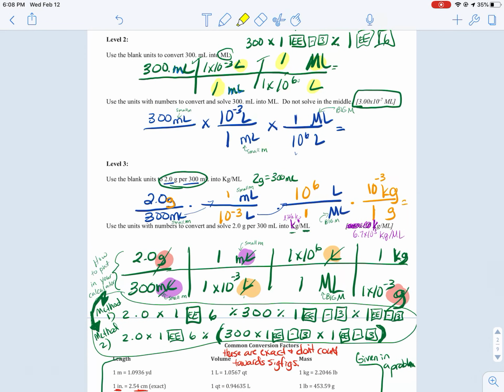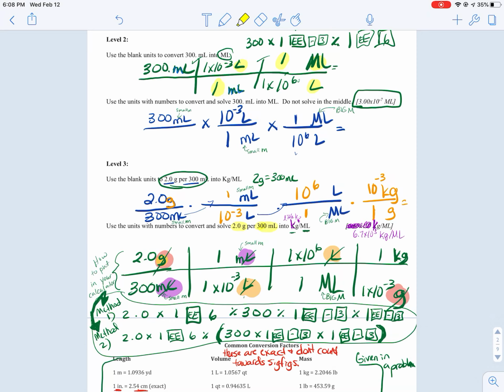So I've got a really good example right here with double units. So we started with the 2 grams. And it says per 300 milliliters, so per means divided by. It can also mean equals, but that's the only number in here, so it's per divided by. So we've got 2 grams on top, and then we've got our milliliters on bottom.